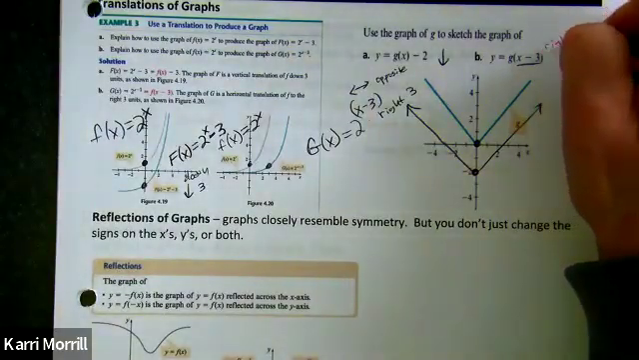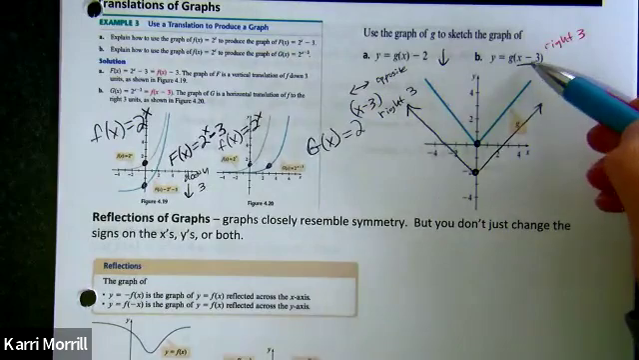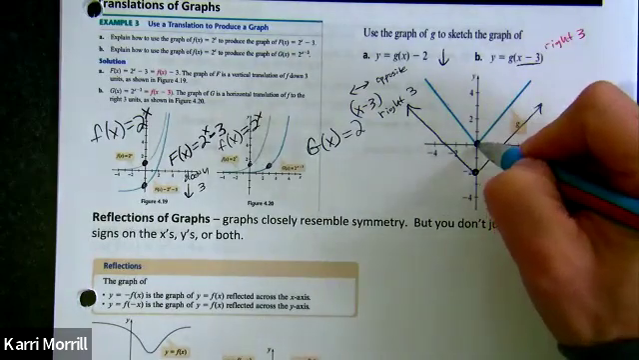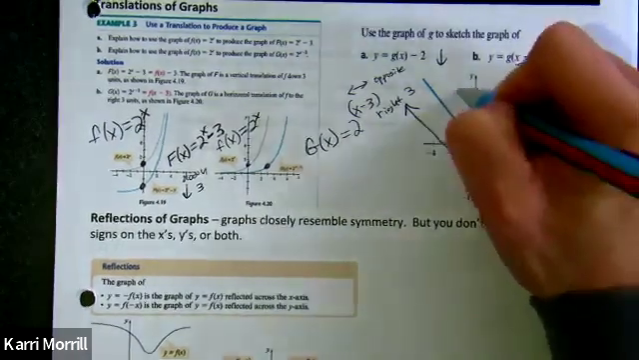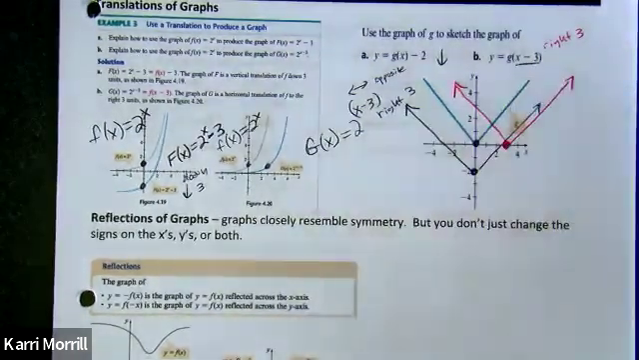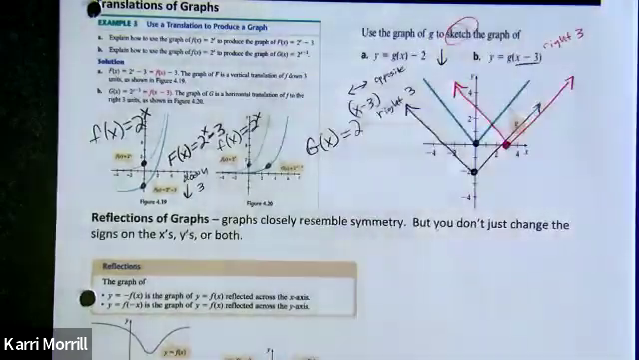This one is going to move to the right 3 places. So if you have a dot here, we're going to go to the right 3 places. That would be our vertex for this one, and it would look something like that. So we're just sketching it. It doesn't have to be exact for our notes now.